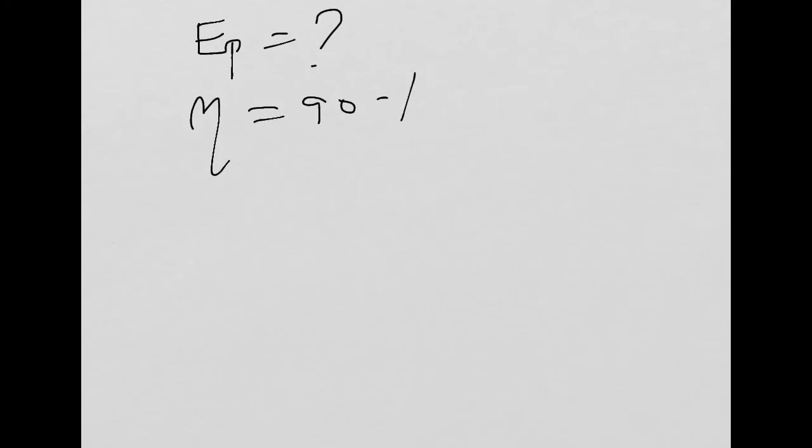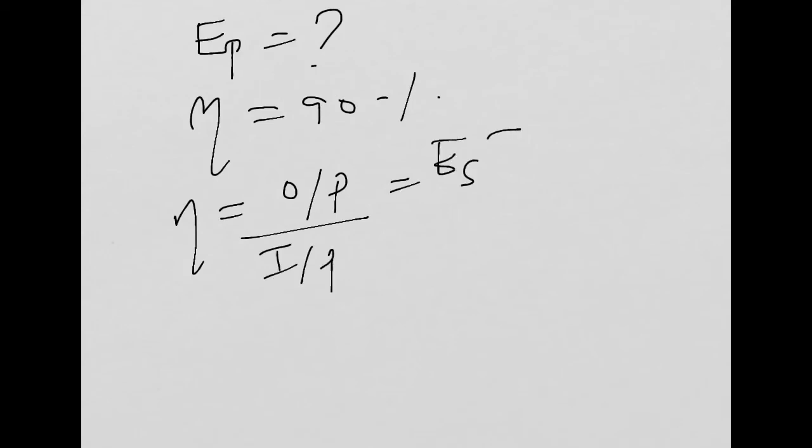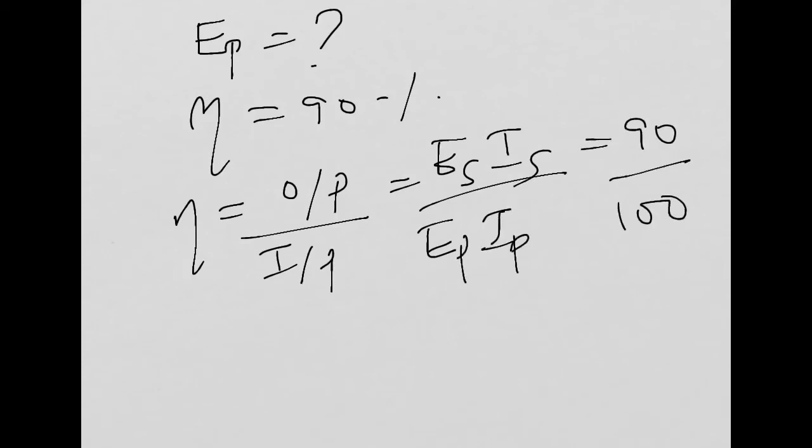They have asked us to calculate the primary voltage. What is EP? Fine, with whatever we know right now, we'll also check if anything else is given, because we want to check if there is efficiency given or not, right? Yes, efficiency is given as 90%. Very important. Efficiency is always output power by input power. So it is ESIS by EPIP, which is given as 90 by 100, 90%.